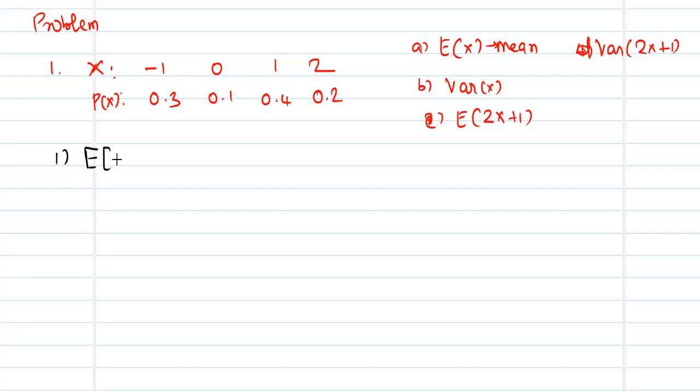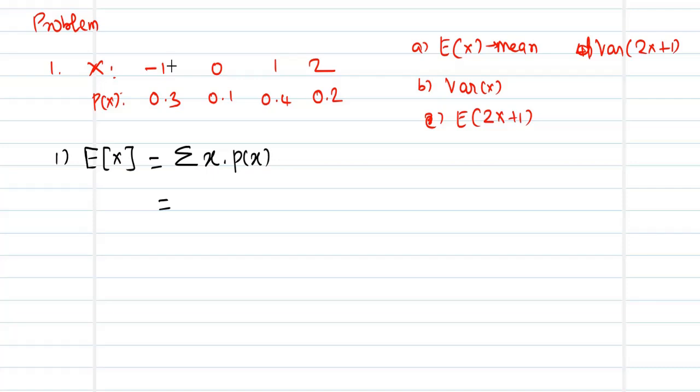E of x. What is E of x? The mean of the random variable. What type of random variable are we dealing with? It has point values, so you call it a discrete random variable. So for a discrete random variable, it is given by summation of xi times probability of xi.